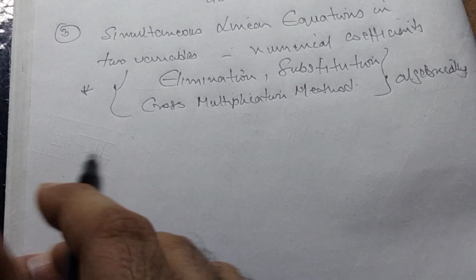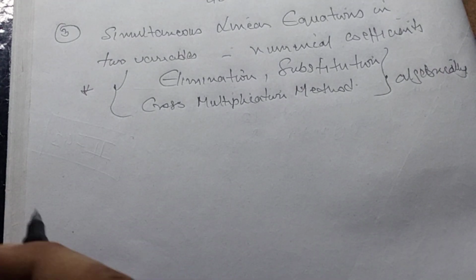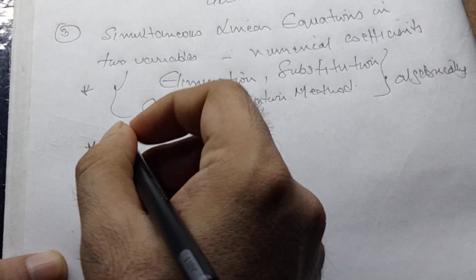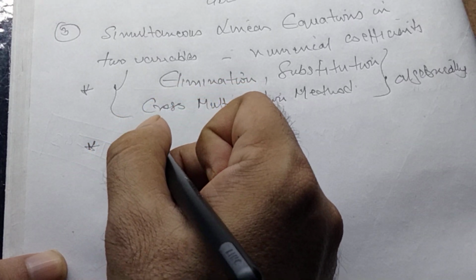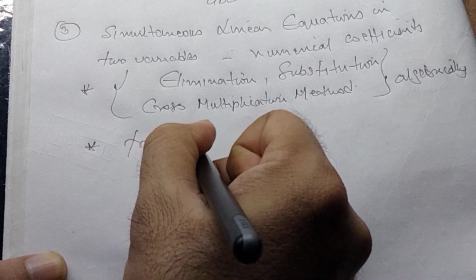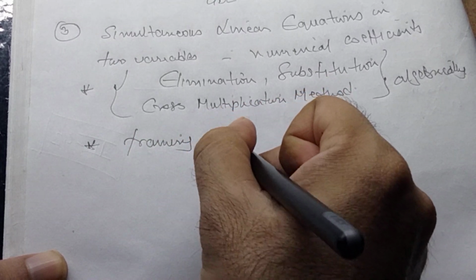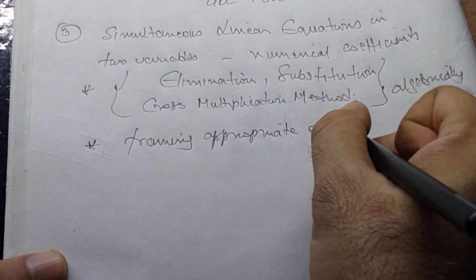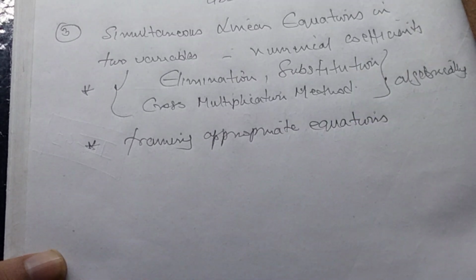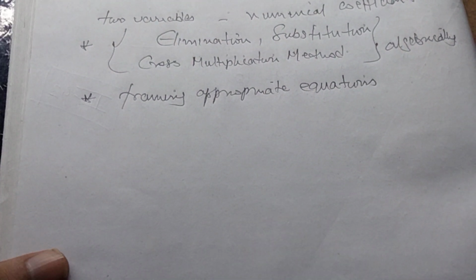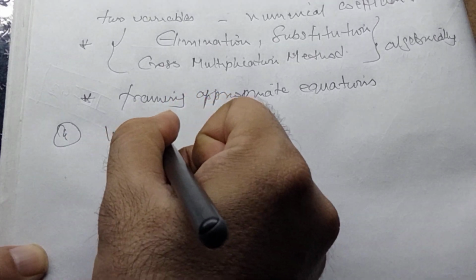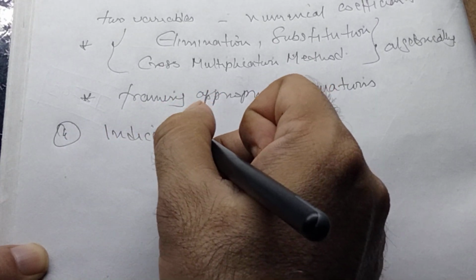And the second is how you solve simple problems by actually forming equations, forming appropriate equations, the syllabus says. So solving simple problems by framing appropriate equations. Okay, and the last thing under algebra syllabus you have to study, which is number 4, is indices and exponents.